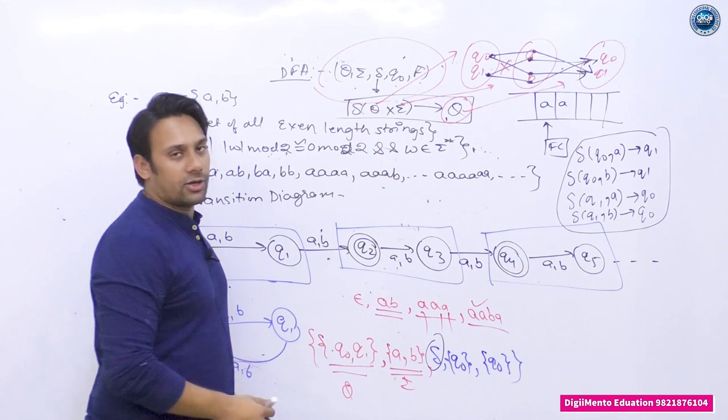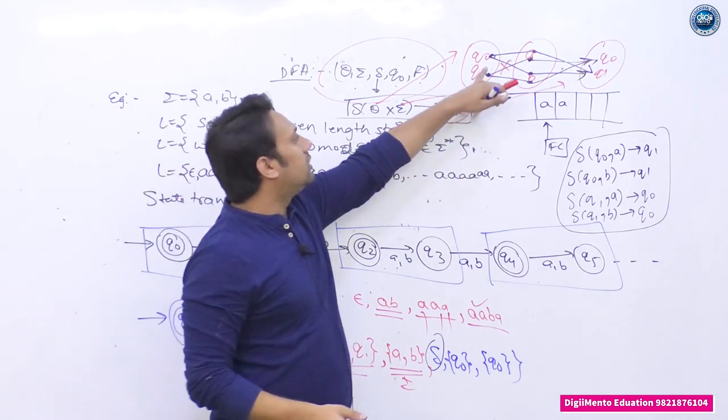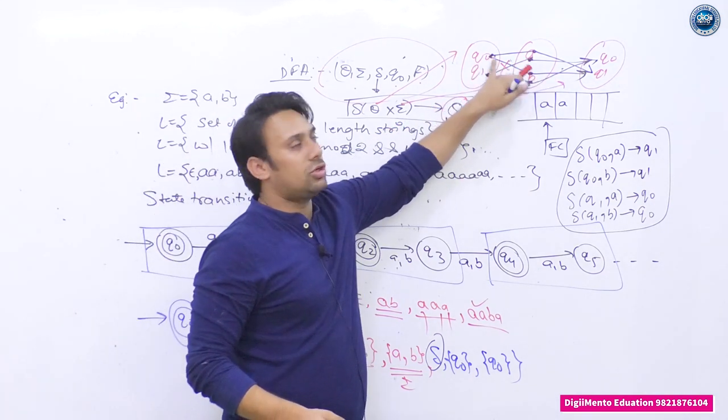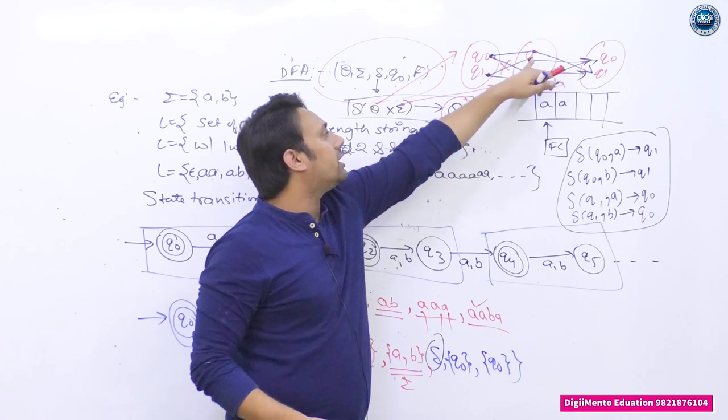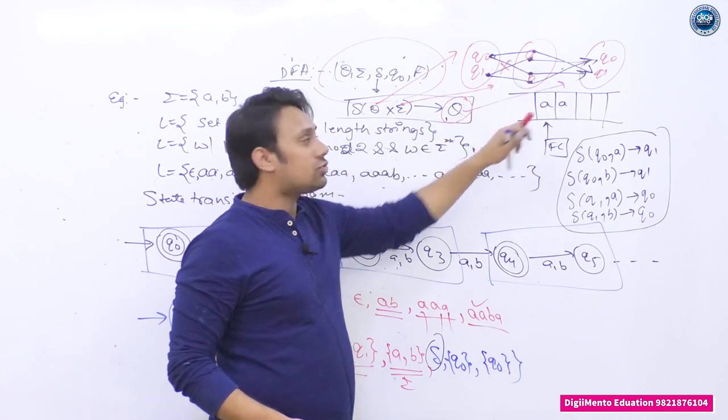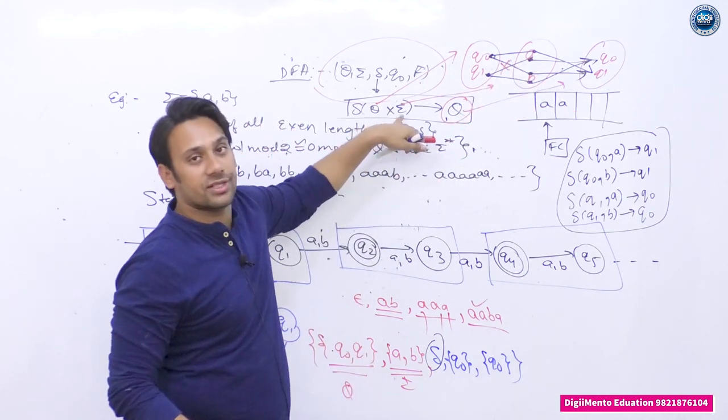So basically it is a cross product. So what will be this cross product? Q0, comma A, Q0, comma B, Q1, comma A, Q1, comma B. So basically it is a cross product of these two sets.